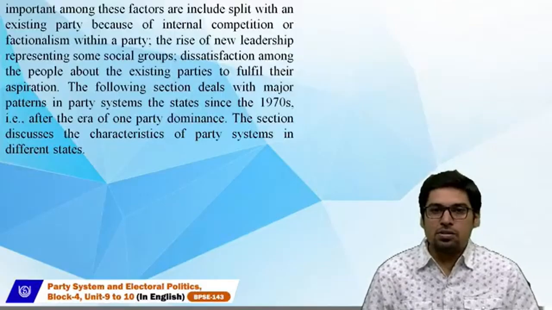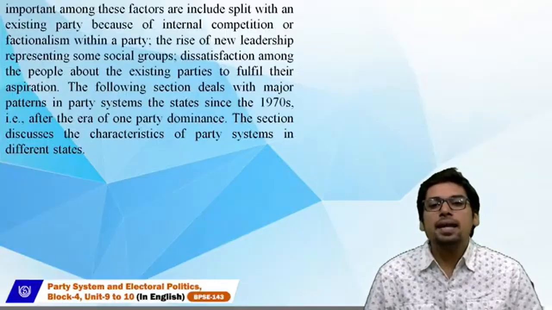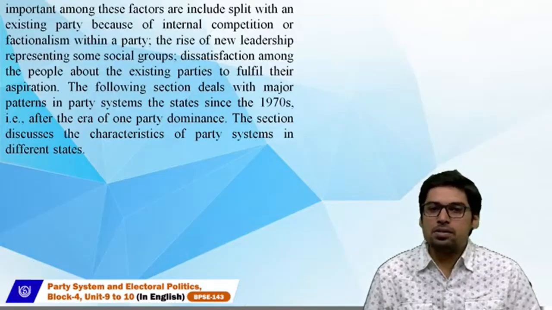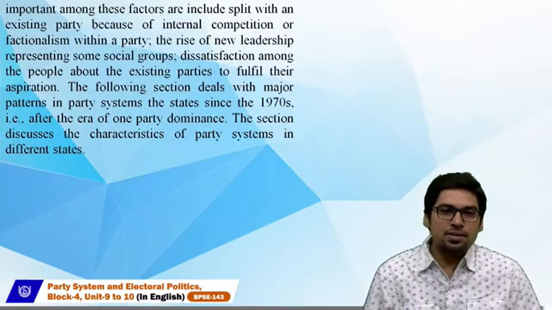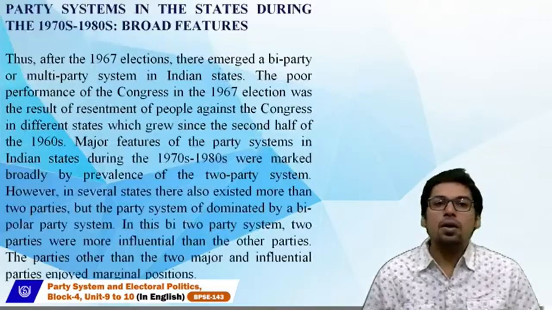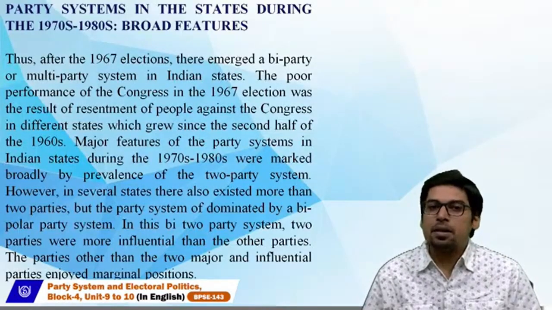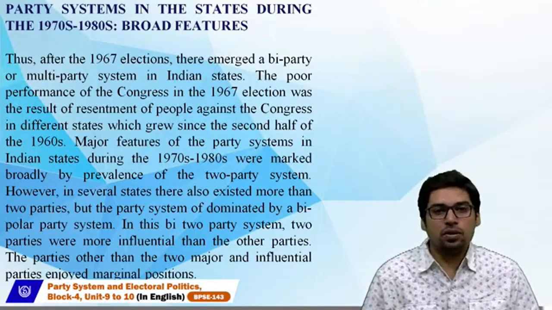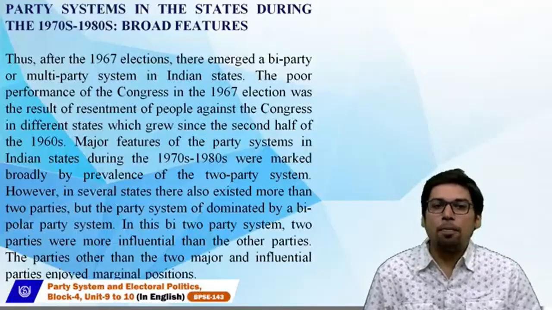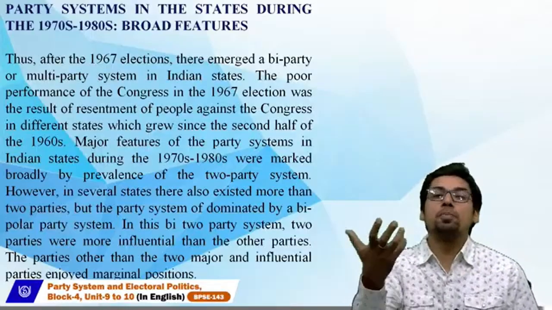The following sections deal with major patterns in the party system in the states since the 1970s. After the era of one-party dominance, the section discusses the characteristics of the party system in different states. Now, the party system in the states during 1970 to 1998, broad features. After the 1967 elections, there emerged a two-party or multi-party system in Indian states. Basically, a two-party system and a multi-party system, two or more parties.